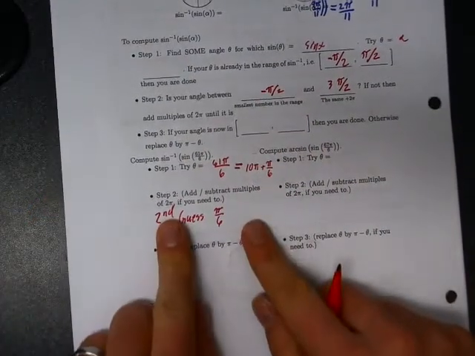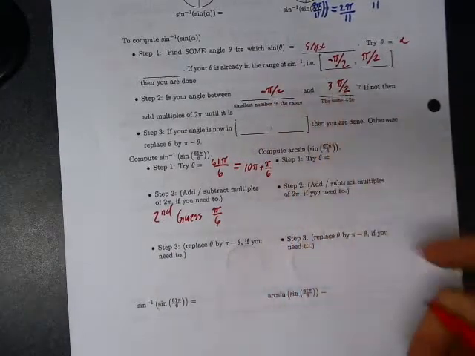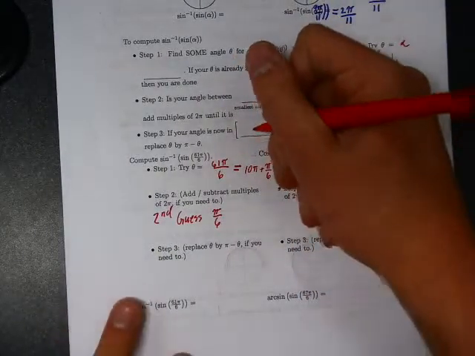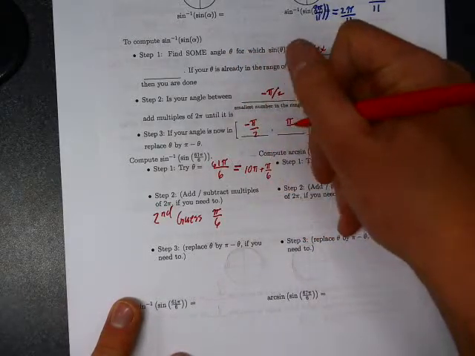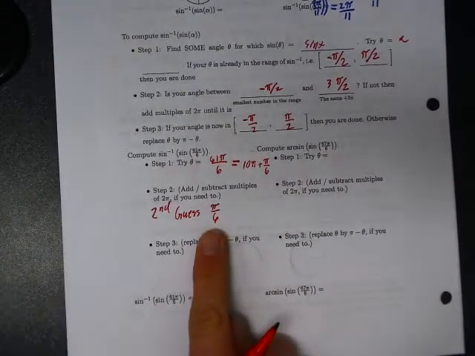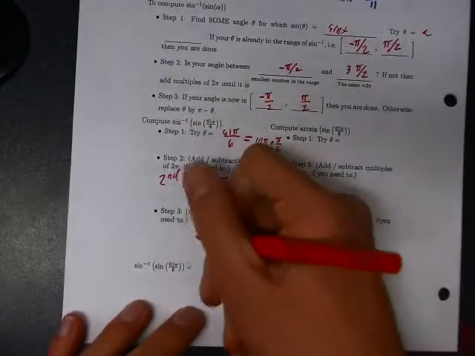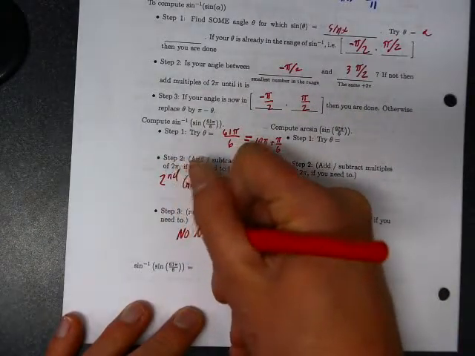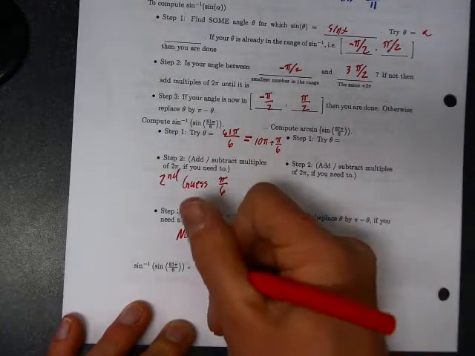So there's the result of step 2. Throw out some multiples of 2 pi until you get between these two numbers. If your angle is now actually in the correct range, that is negative pi over 2 to pi over 2, then you're done. Is this number between negative pi over 2 and pi over 2? Yes. So we're already done. We don't need to do step 3, whatever it is. And we get that the inverse sine of the sine of 61 pi over 6 is pi over 6.